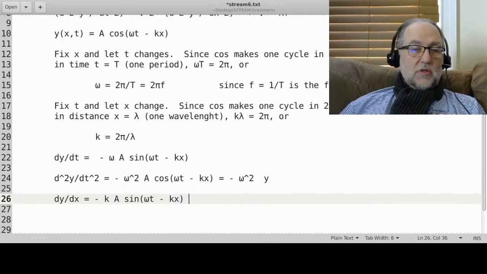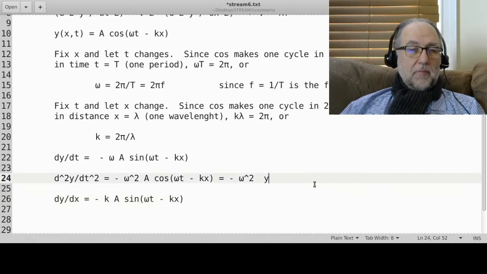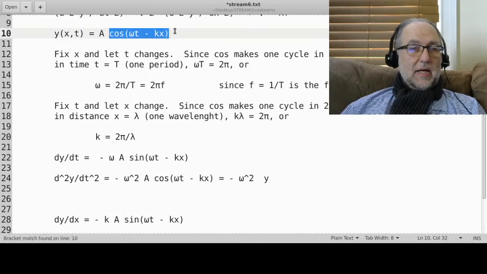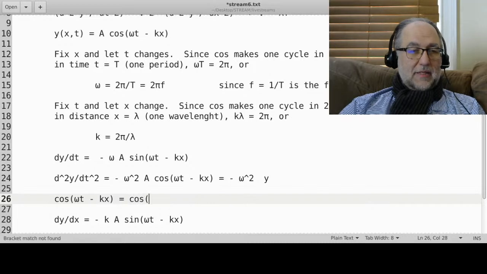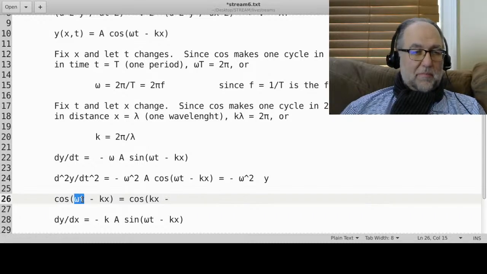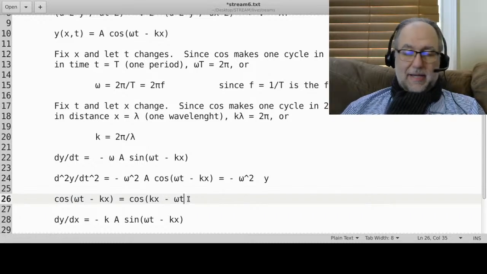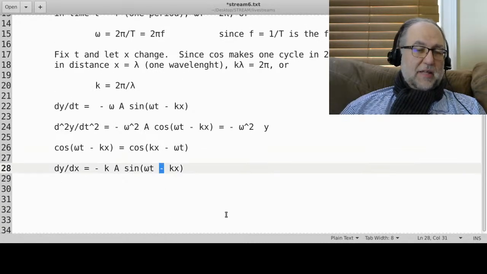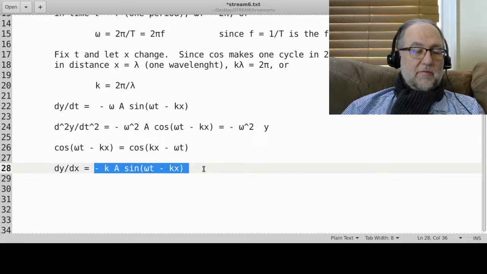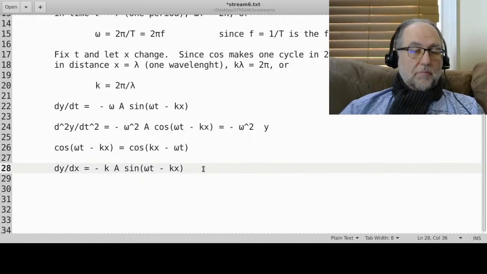Not really, because it turns out that the cosine is a symmetrical function, meaning that this is the same as if I were to switch these around like that. In other words, if I multiply the argument of the cosine by a negative, it's the same thing. So it doesn't matter that there's a negative there. That doesn't really affect anything. So great, there's the first derivative.